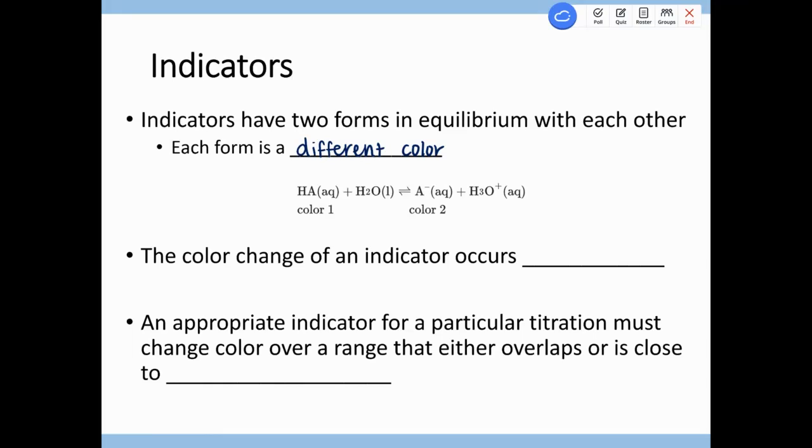And this is usually a weak acid or base that's not interfering with your titration experiment, but it will change color near its pKa. So you can use pKa values to help identify a good indicator for a certain titration. An appropriate indicator for a particular titration must change color over a range that overlaps or is close to the equivalence point, or we'll say the pH at the equivalence point.